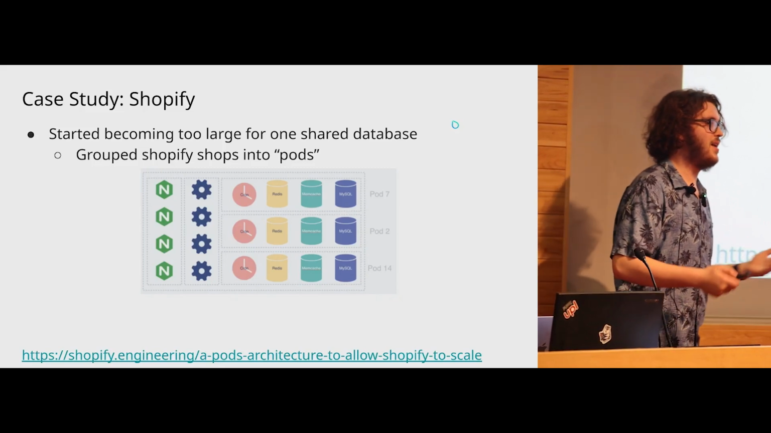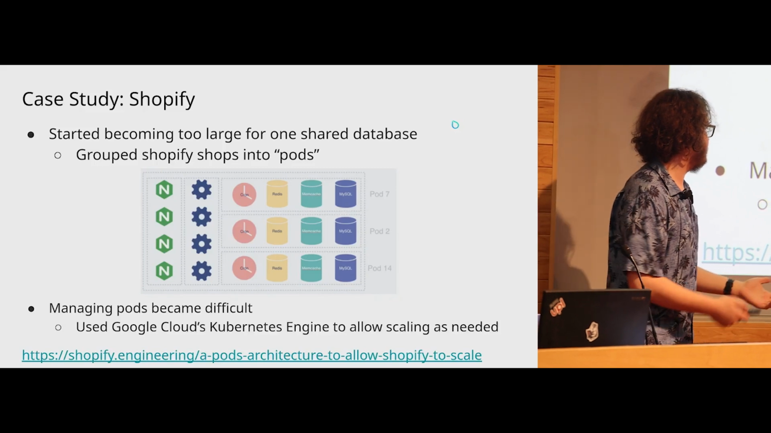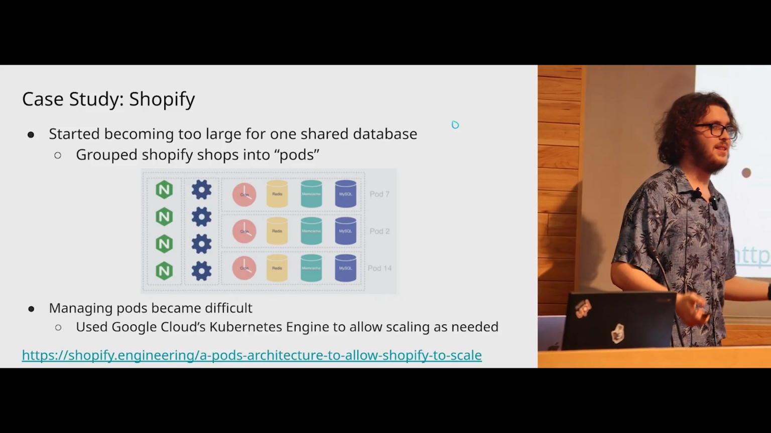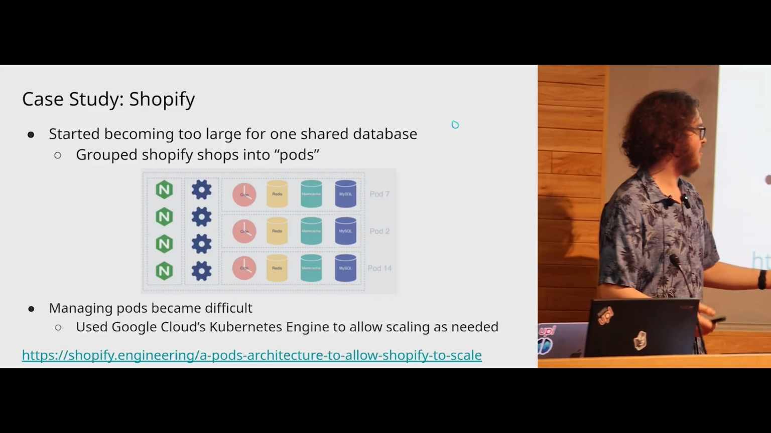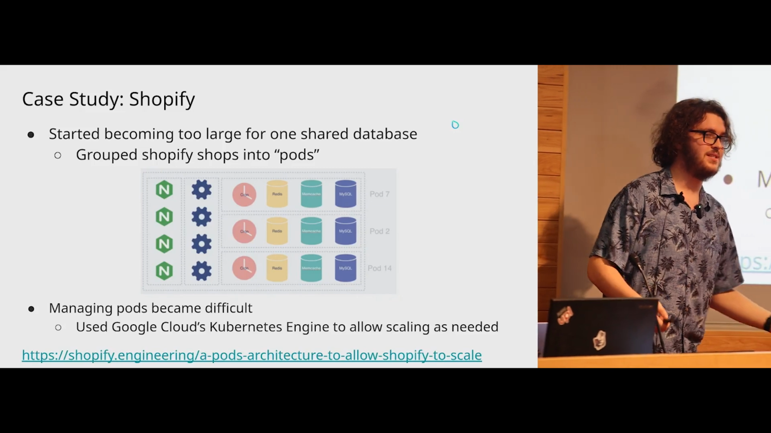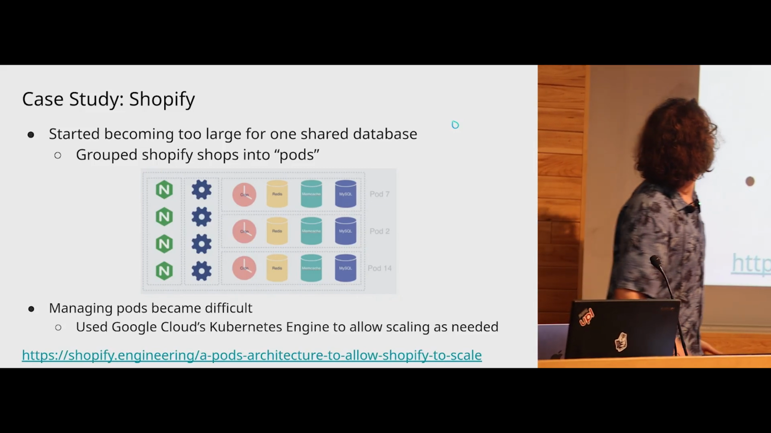And eventually, managing all these pods got kind of complicated. So what they did was they used Google Cloud's Kubernetes Engine to manage scaling as needed. And while this might not have made sense for a small lab, when you have Google taking care of all the hard work of managing the cluster, and you are a highly profitable business that wants to be able to scale fast, this makes sense.